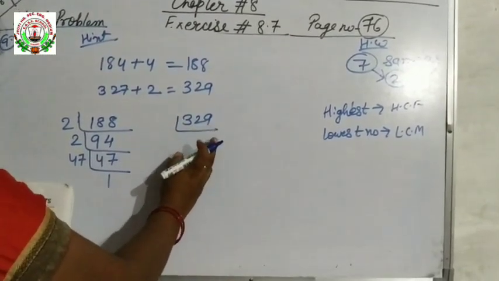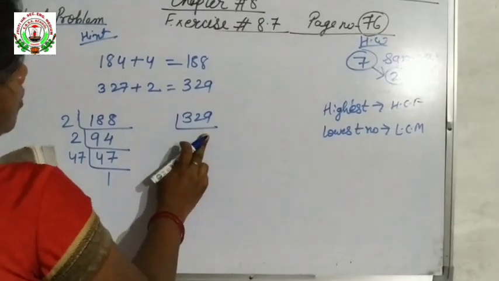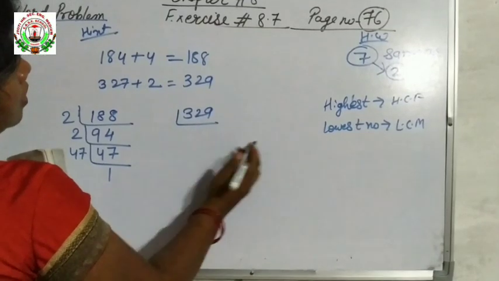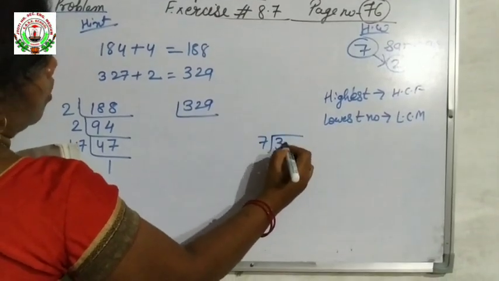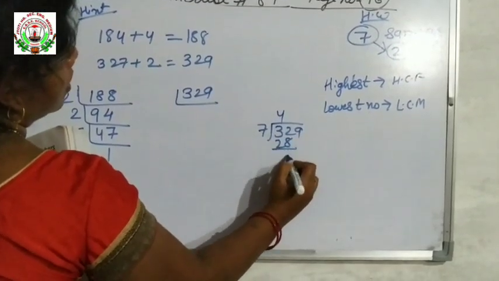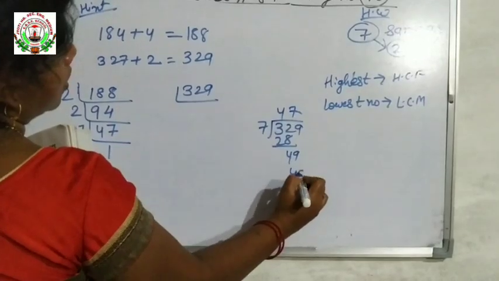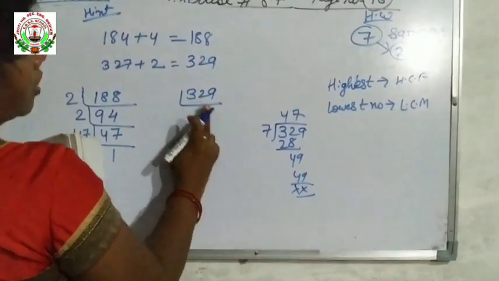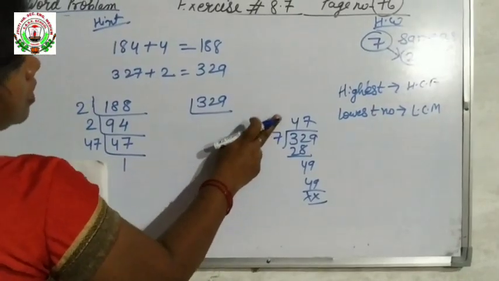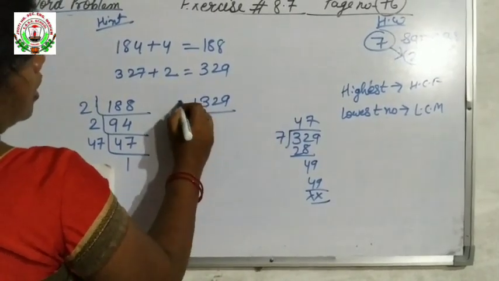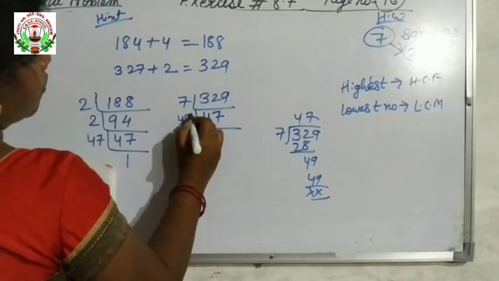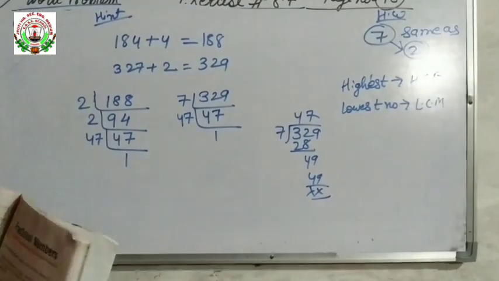Now here 329. It is not divisible by 2. It is not divisible by 3 also. We will check it. It is divisible by an odd number, that is 7. 7 fours are 28, then 7 sevens are 49. This number is not divisible by 2, 3, 4, 5, 6, so we have tried 7. It is divisible by 7 and we are getting here 47. Now 47 is divisible by 47 one time.